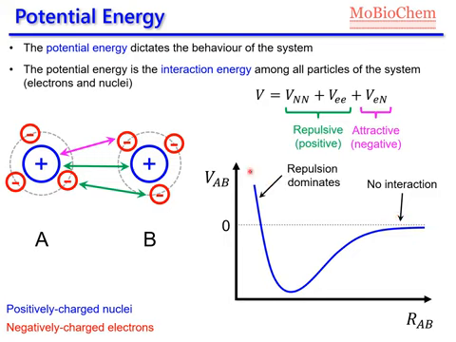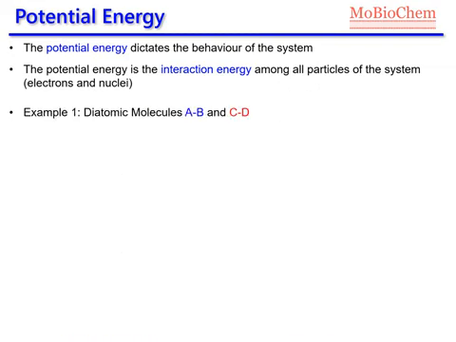Now at very short distances, the repulsion between the electrons will dominate, so we will have a potential energy which is positive, and at intermediate distances attraction will dominate. So we will have here our minimum in the potential energy curve. So the equilibrium distance for the molecule will be around this region. So it's very relevant to know the shape of the potential energy surface because, as we said, it will dictate the behavior of the system.